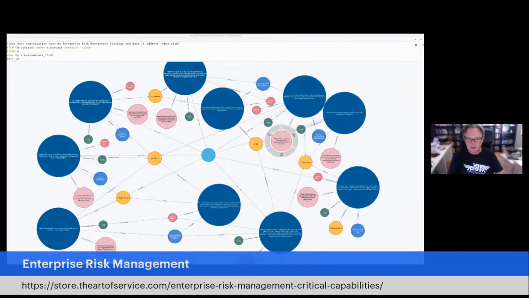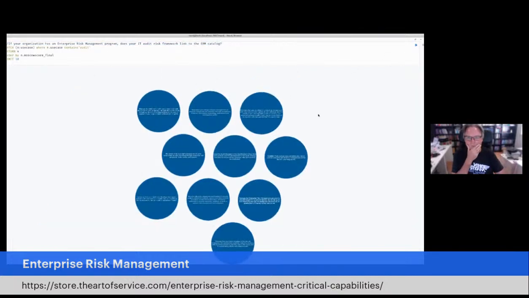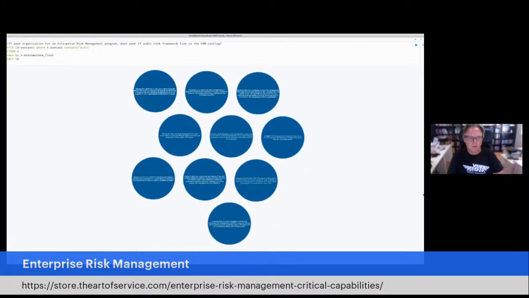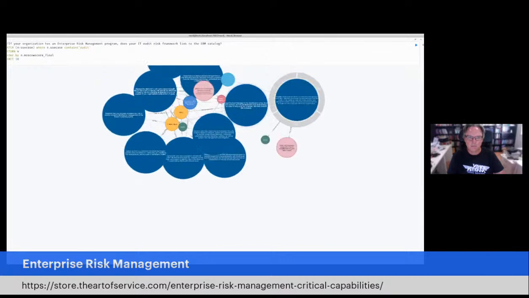And I thought this would be this. No, I didn't think, because the AI told me this is the most important question. Do this one. Okay. It's a bit needy, that AI. Audit. All right. If your organization has an enterprise risk management program, does your IT audit risk framework link to the ERM catalog? That's not always the case, is it though? Let's have a look at audit. What comes up? Here we go. Audit. And let's open them all up.